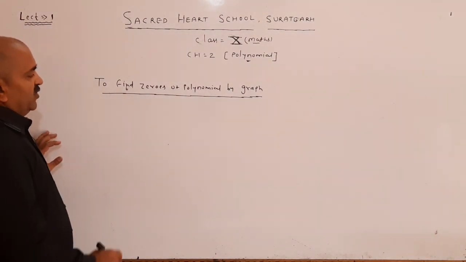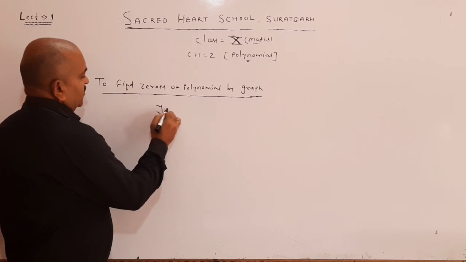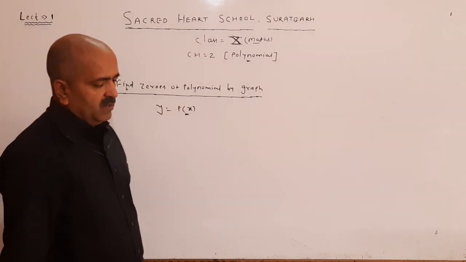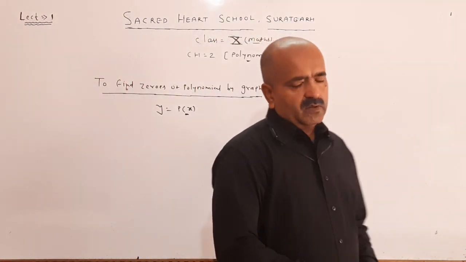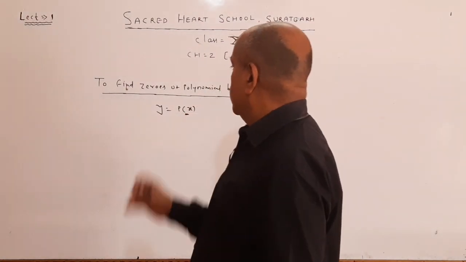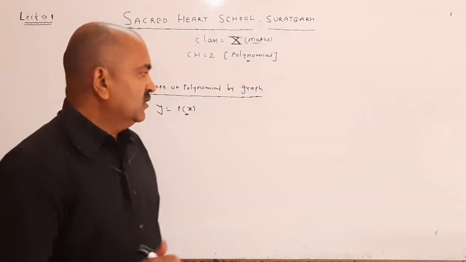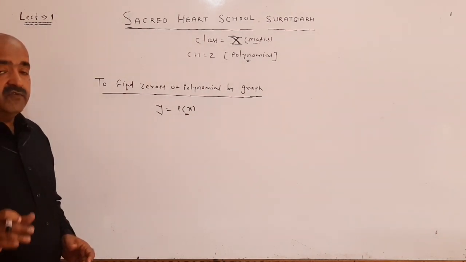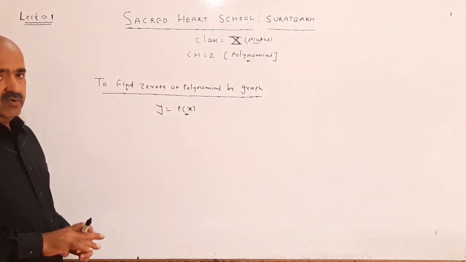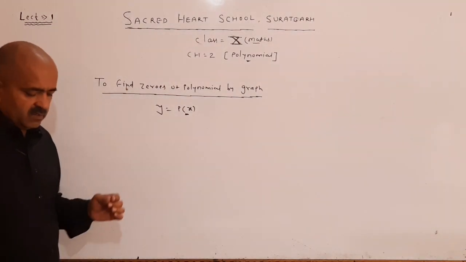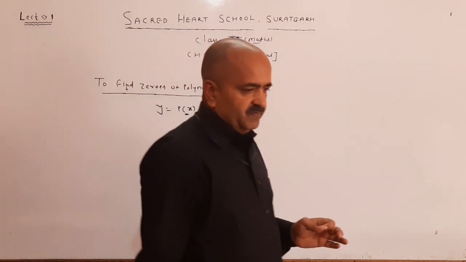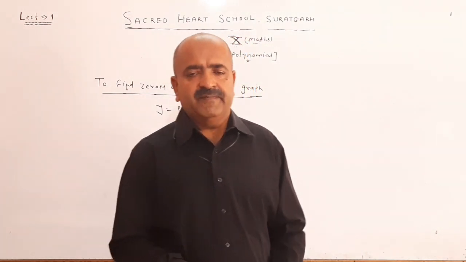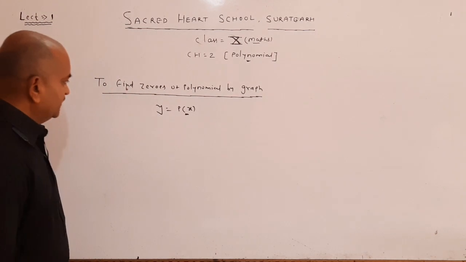Students, suppose a polynomial y equals p of x is given. What is the meaning of zeros of the polynomial using a graph? It means that if we draw the graph of any given polynomial, and that graph intersects the x-axis, how many points?